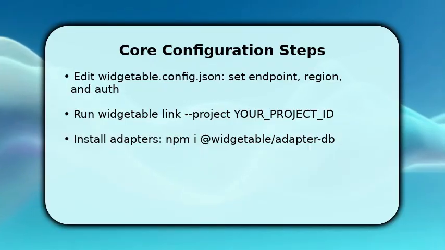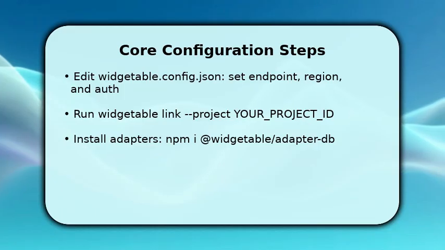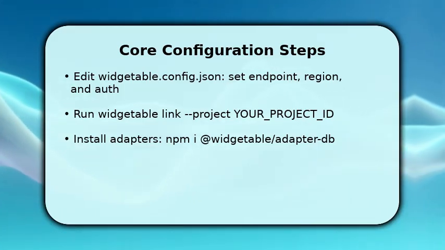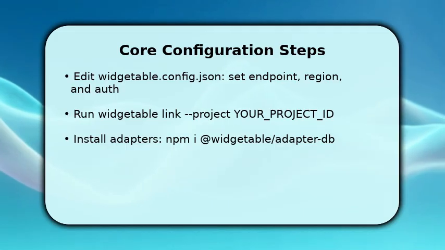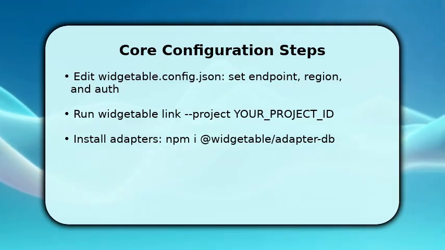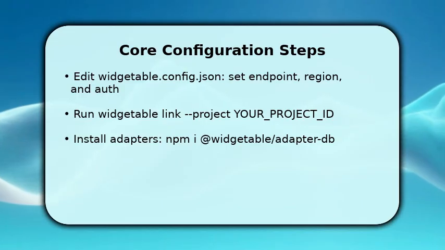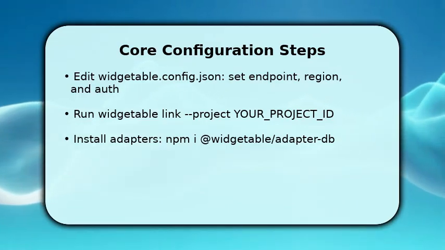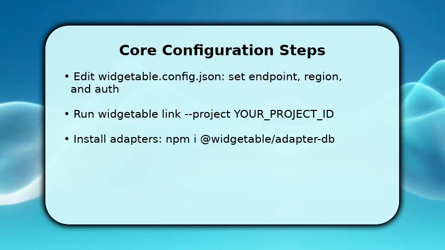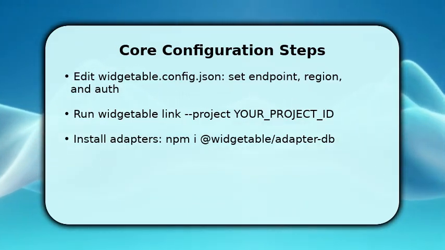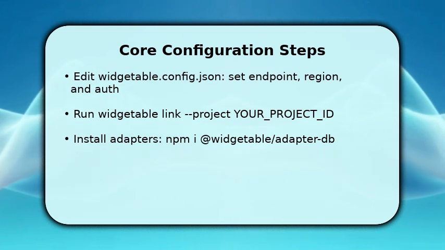Next, you perform the complex middle steps that wire everything together. Open widgetable.config.json and set the endpoint, region, and auth method to API key. This ensures secure calls. Then run widgetable link with your project ID so local config maps to the cloud project. Once linked, install required adapters such as the database and UI adapter using npm. Restart the CLI after each install. Make sure to run widgetable migrate to apply schema changes before running local tests.